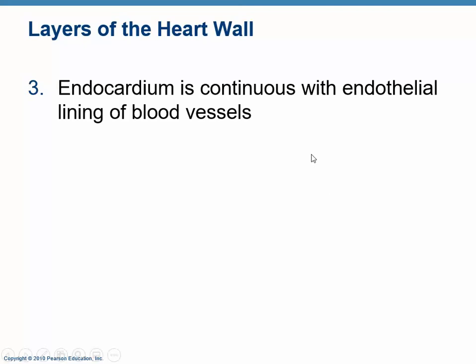So, if, for instance, on a test we were to ask a question like the layer of the heart wall that is made of cardiac muscle is A, pericardium, B, epicardium, C, myocardium, D, endocardium, it's going to be myo. Myo means muscle. The layer that lines the heart, the epithelial layer that lines the heart, will be D, endocardium, things like that.